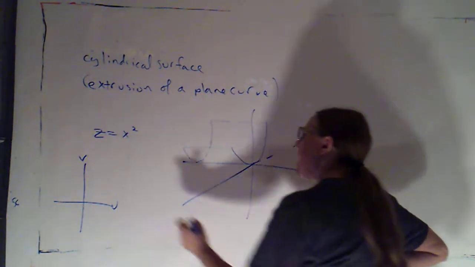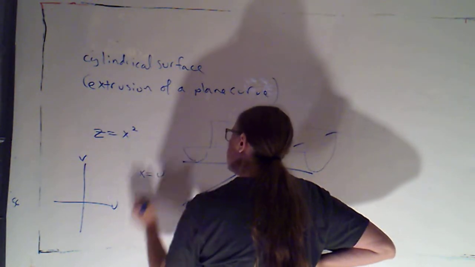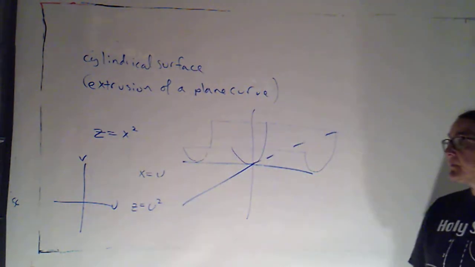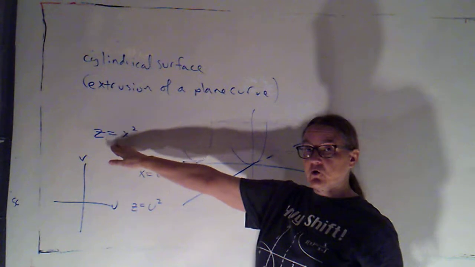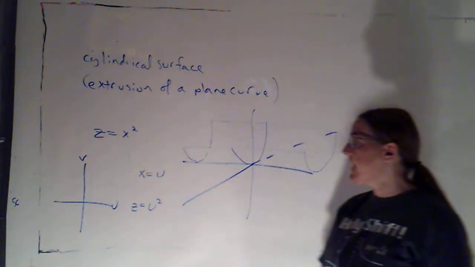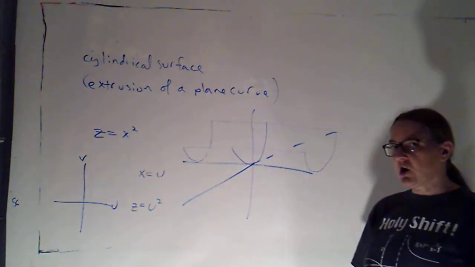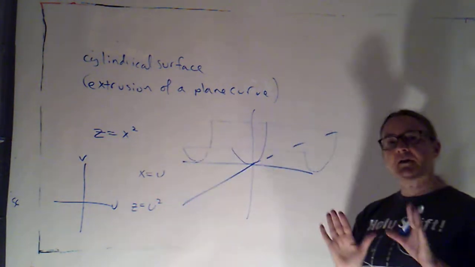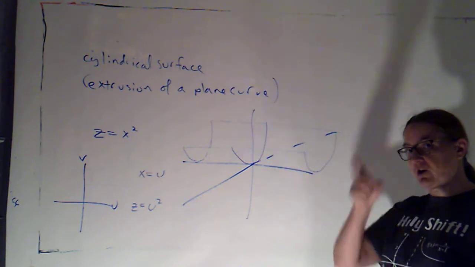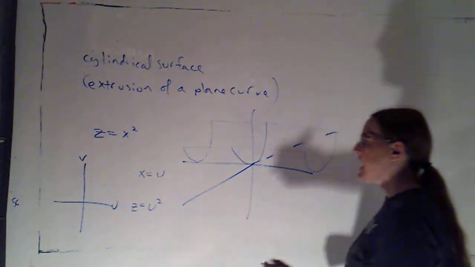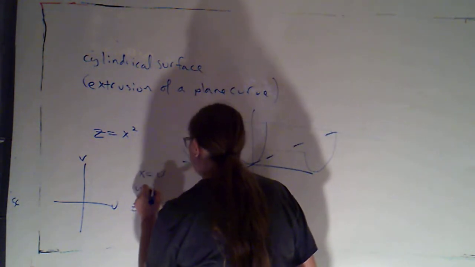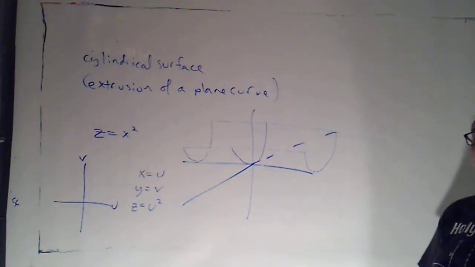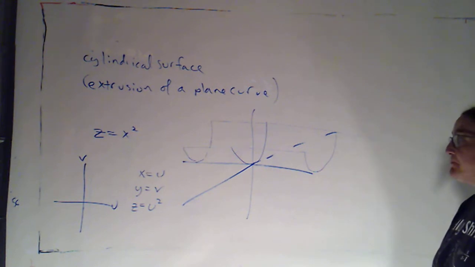If I let x be u, then z is u squared. Because here I was able to describe this curve with z as a function of x. It's a one-dimensional curve. I can describe a one-dimensional curve using one variable. So I use one of my variables to describe the curve, in this case that parabola. I'm going to use my other parameter to do the extrusion. So I'm going to let y be v.